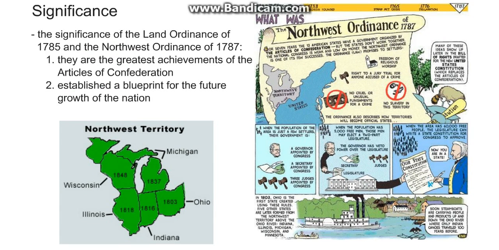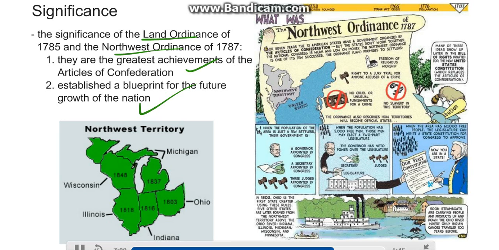The significance of the Land Ordinance and Northwest Ordinance is that they are the greatest achievements of the Articles of Confederation, and they establish a blueprint for the future growth of the nation. Take a moment and pause your video and read through the cartoon to see what the Northwest Ordinance of 1787 did and how it affected the United States.